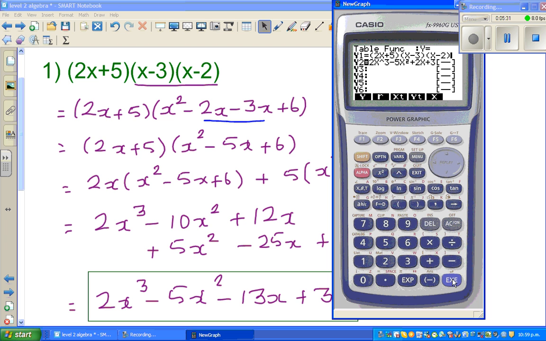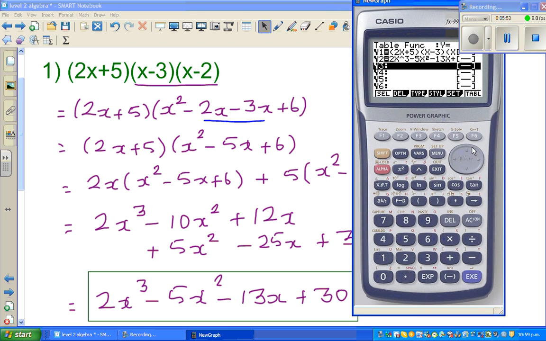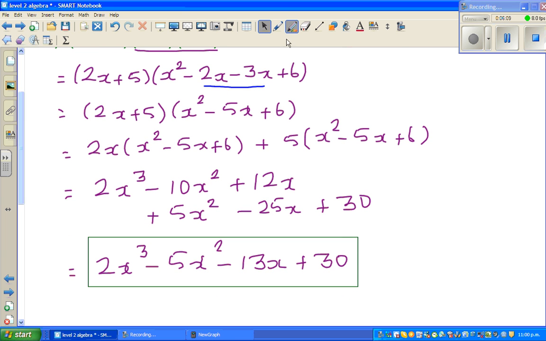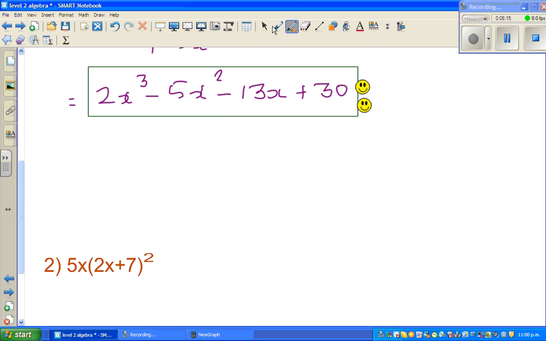So execute. And here I should change this into, see, I could find my mistake, so delete, and I'm going to put here minus 13x. I was a bit confident, so that's what happens when you're too confident. So exit and table, and here we go, it's exact. So your expansion is perfect. You should be proud of it, and you can give yourself a smiley face as you could find and correct your mistake. Okay, moving on to the next question.